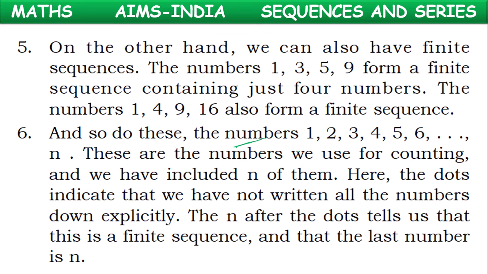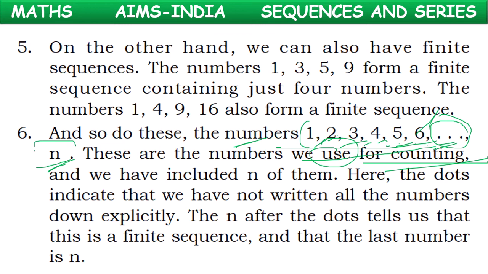The numbers 1, 2, 3, 4, 5, 6 and so on, whenever we have dots, we can read it as and so on up to n. We have a group of numbers starting from 1, 2, 3, 4, 5, 6 and so on up to n. What do these numbers represent? The numbers starting from 1 represent counting numbers. We use them for counting purposes. But in these numbers, we have included n.